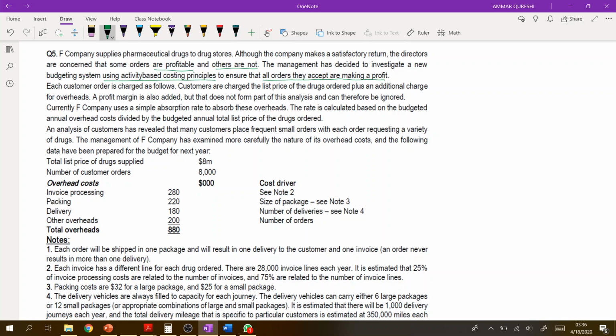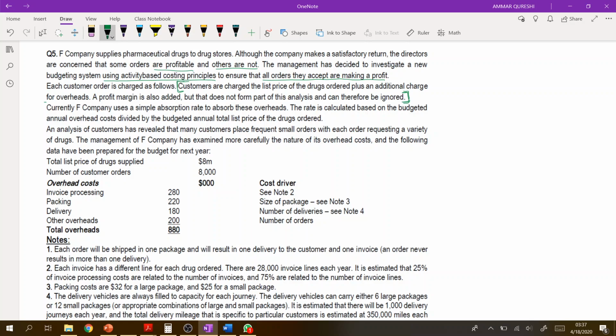Each customer order is charged as follows. Customers are charged the list price of the drugs ordered plus an additional charge for the overheads. A profit margin is also added, but that does not form a part of this analysis and can therefore be ignored. Now, what is the situation? You may pause this video and try to think on your own.